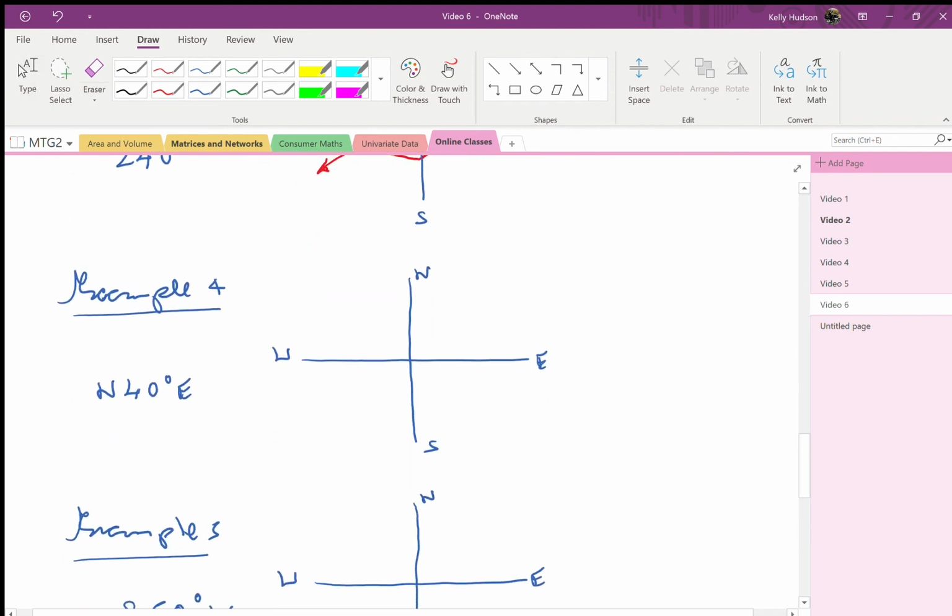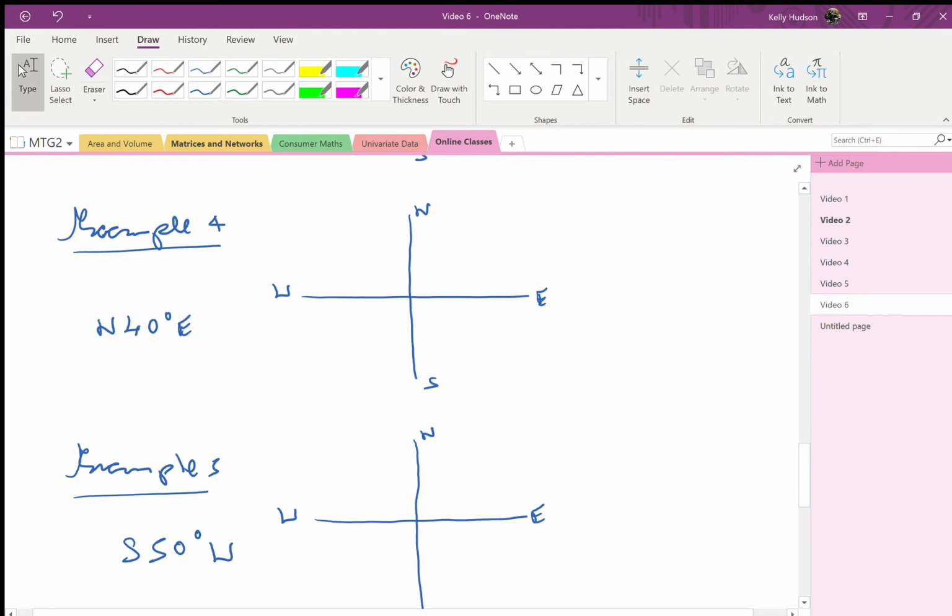Example number 4 is looking at a reduced bearing. So I read it from left to right. I've got northerly 40 degrees towards the east. So I go in a northerly direction 40 degrees towards the east, and there's my bearing. So 40 degrees in there.